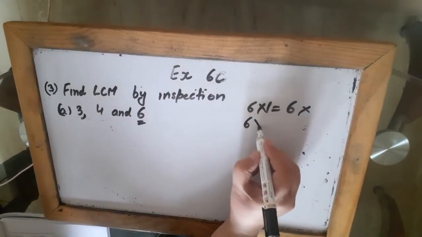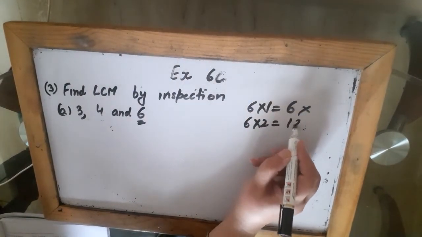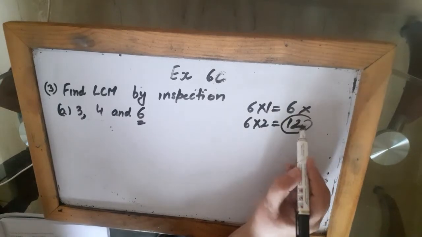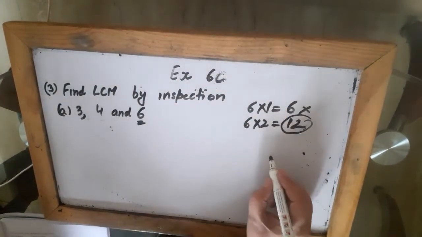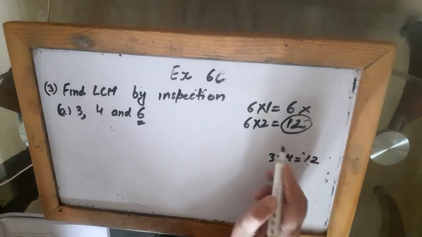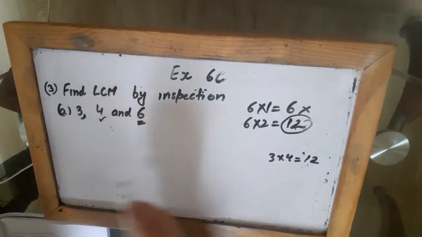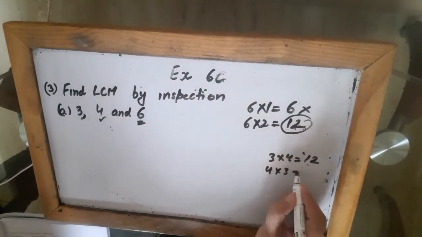Now come to the second multiple of 6. 6 twos are 12. Now is this 12 a multiple of 3? Yes, because 3 fours is 12. And is this 12 a multiple of 4 also? Yes, because 4 threes are 12.